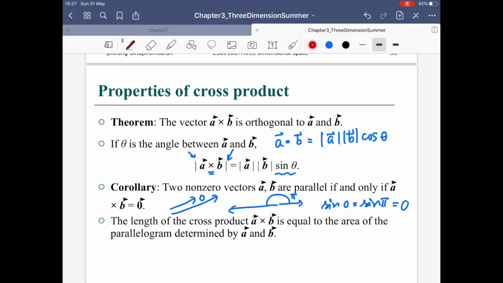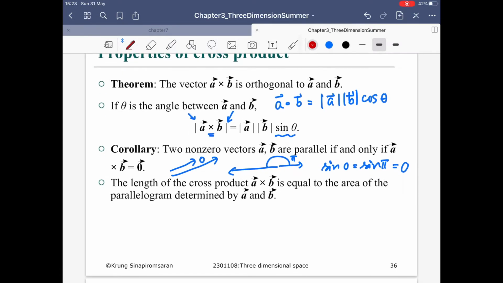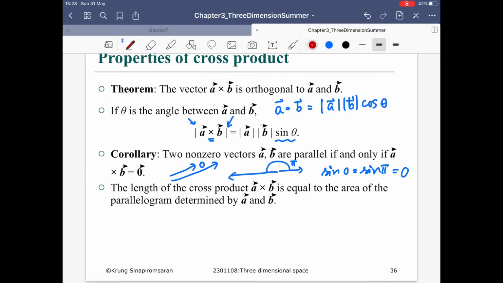Not like what we have before, that if they are perpendicular, then your dot product is 0. And the length of the cross product is equal to the area of a parallelogram determined by these two vectors. So what does this mean?